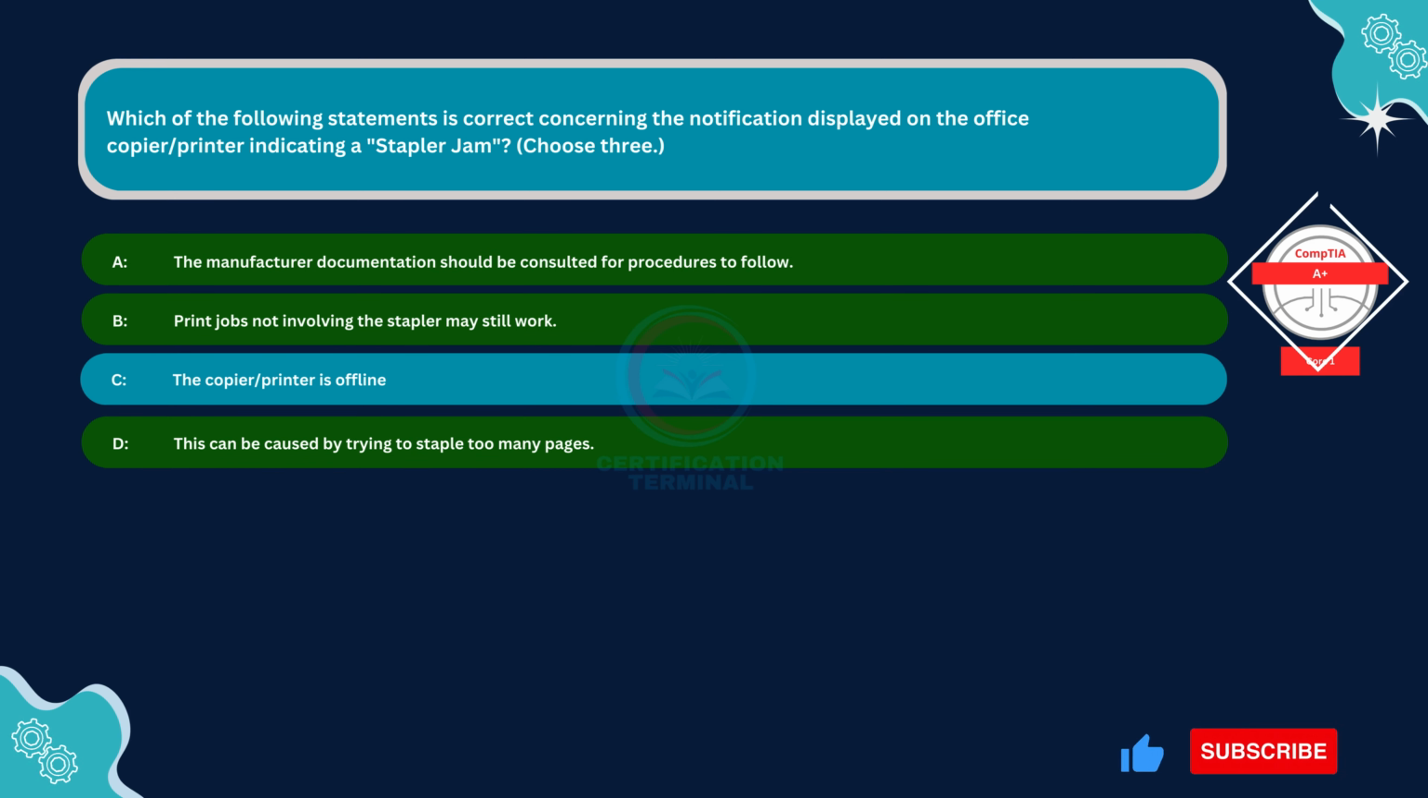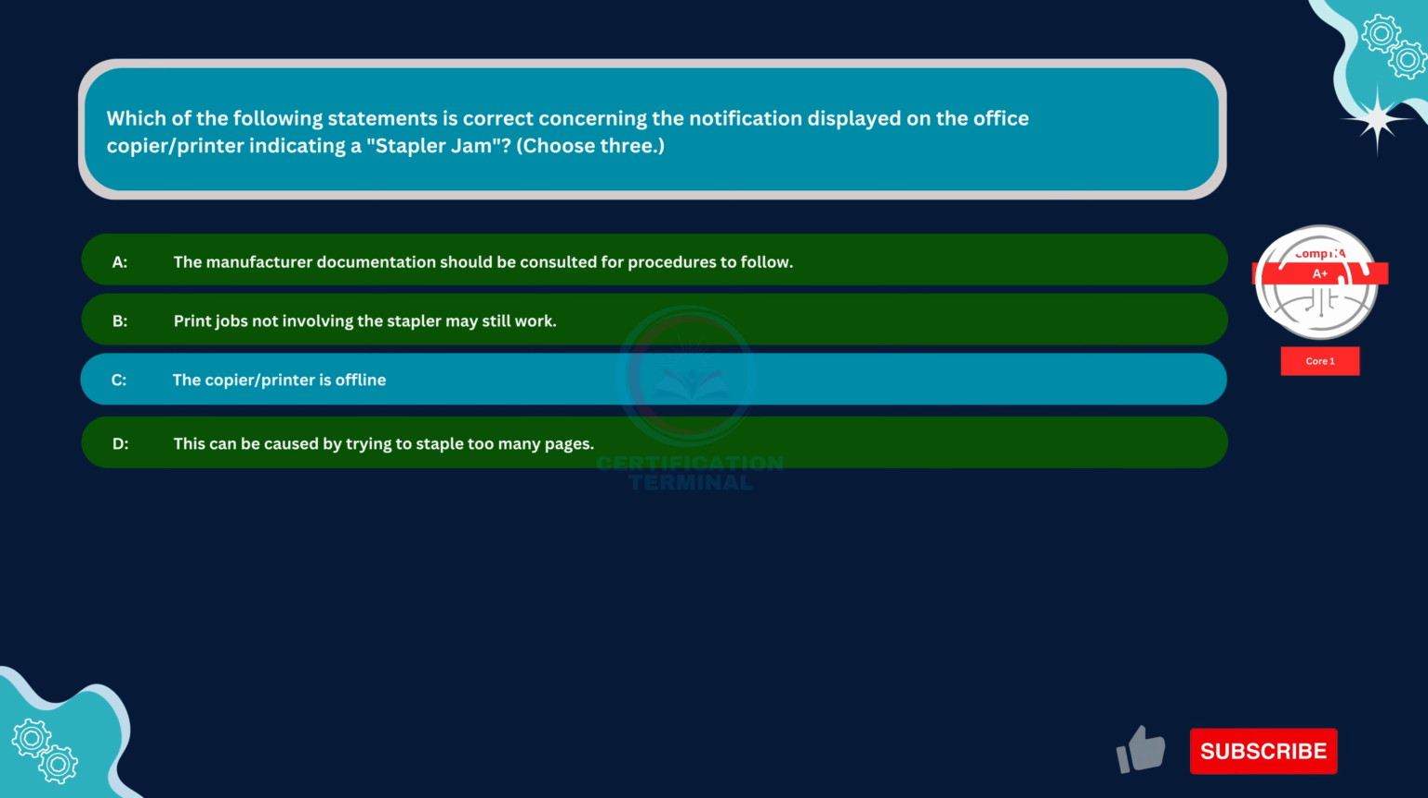Option A. The manufacturer documentation should be consulted for procedures to follow. When encountering a stapler jam notification on the office copier or printer, consulting the manufacturer documentation is advisable. The manufacturer documentation often contains detailed procedures and instructions for resolving issues, such as stapler jams, ensuring that the problem is addressed correctly and safely.